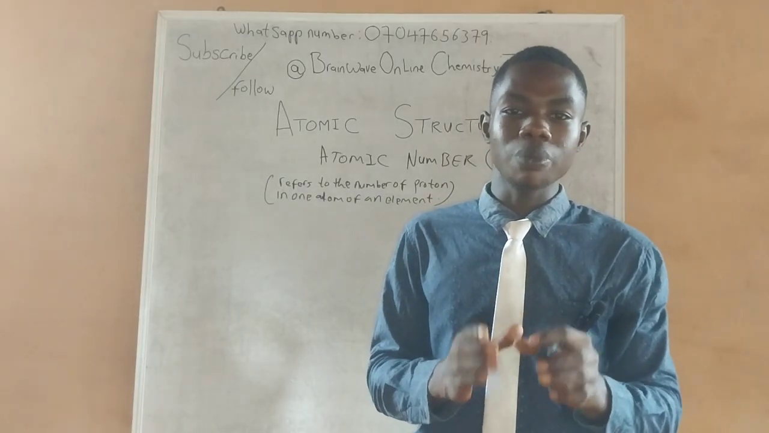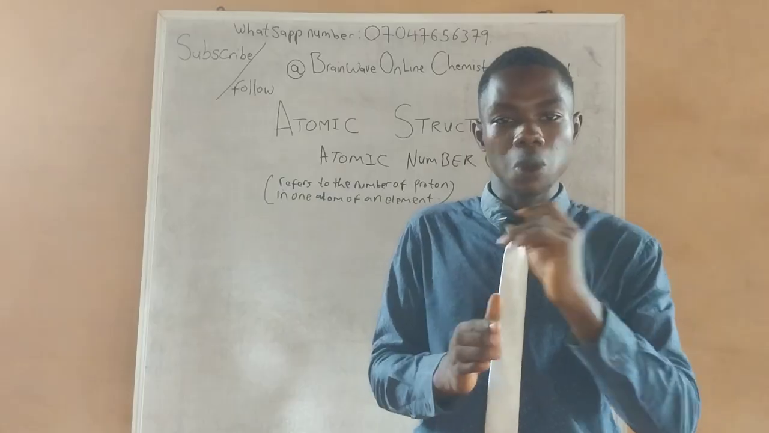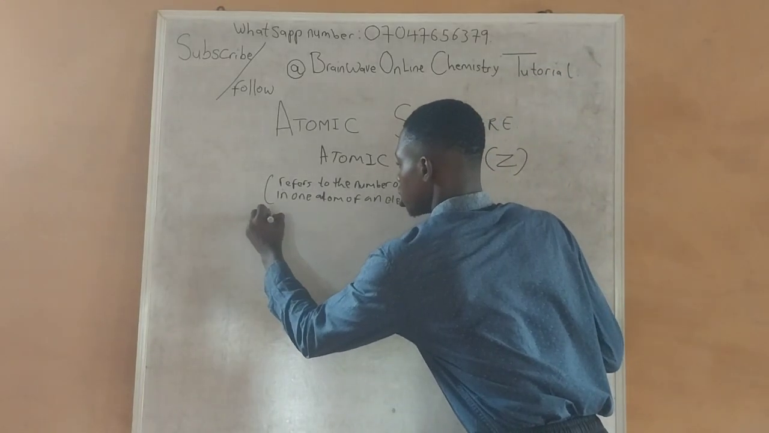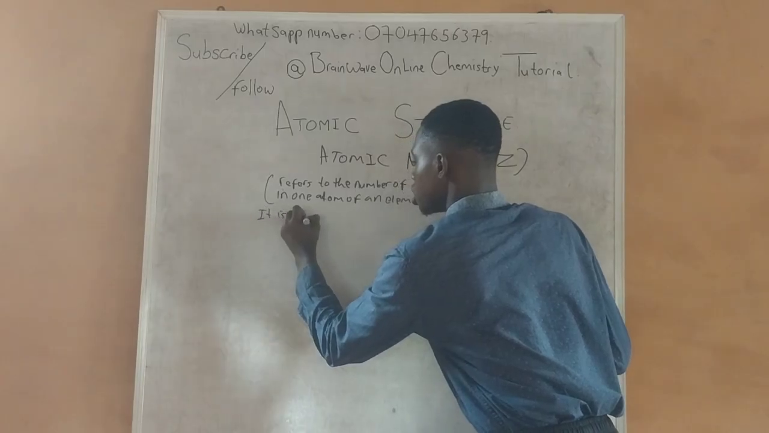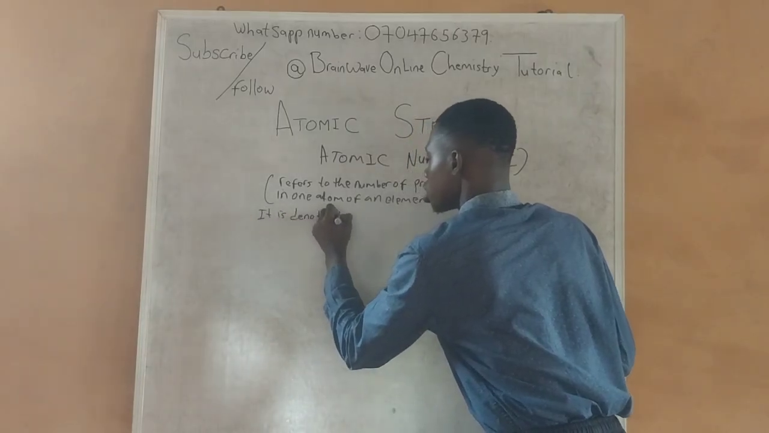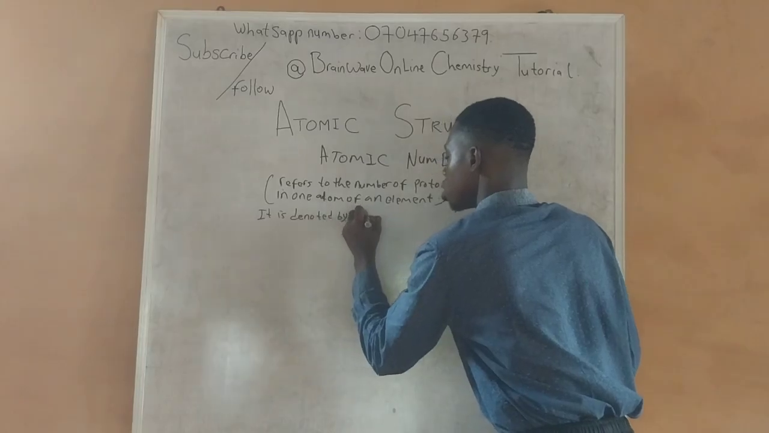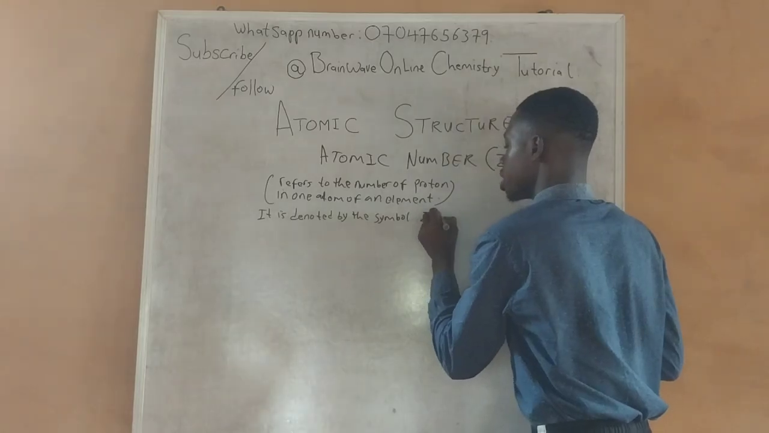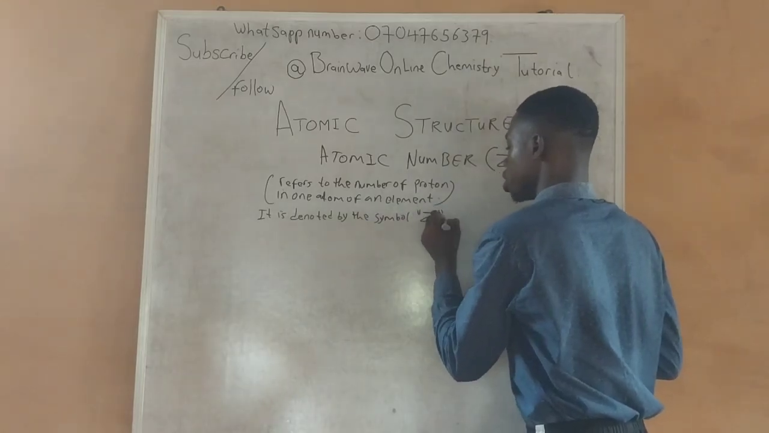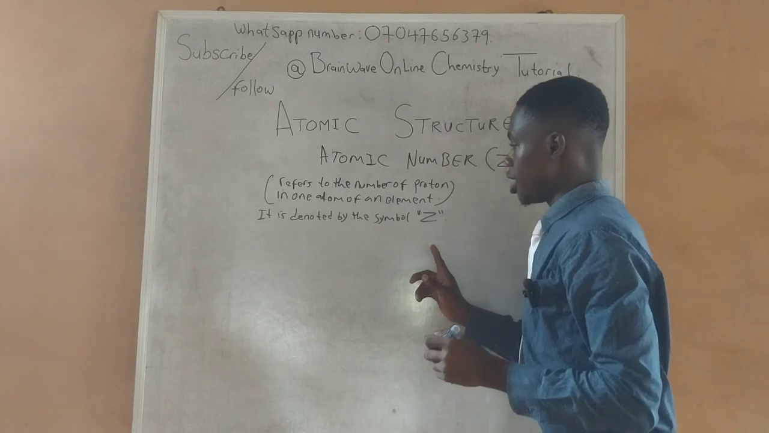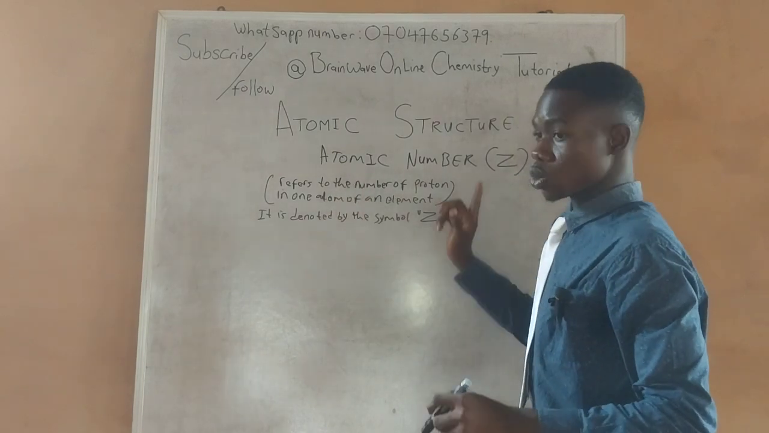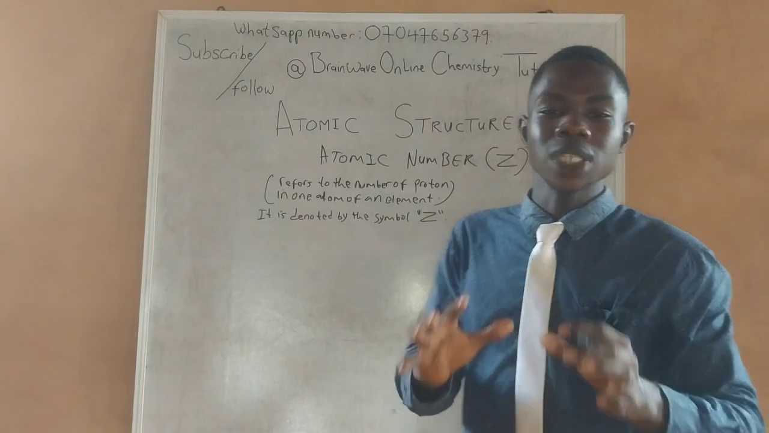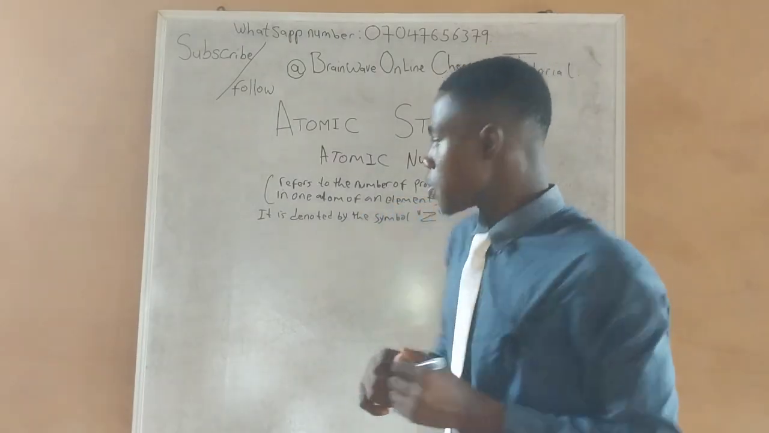Please take note that the atomic number is denoted by the symbol Z. So this symbol Z is what we use to denote atomic number. Please take note of this area.